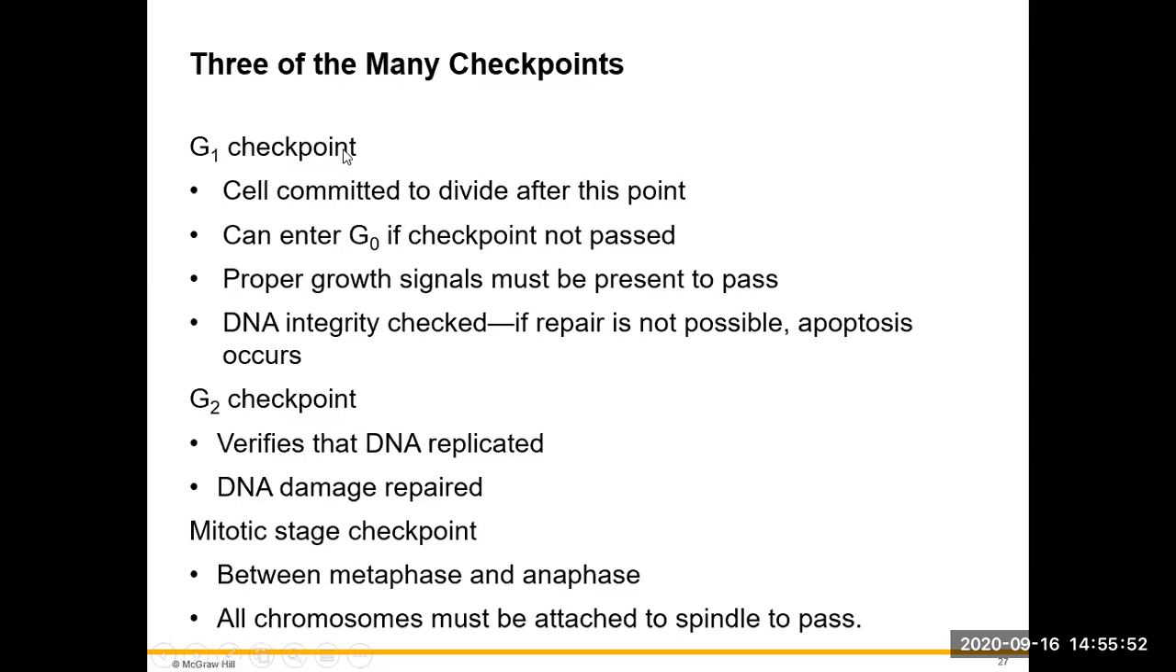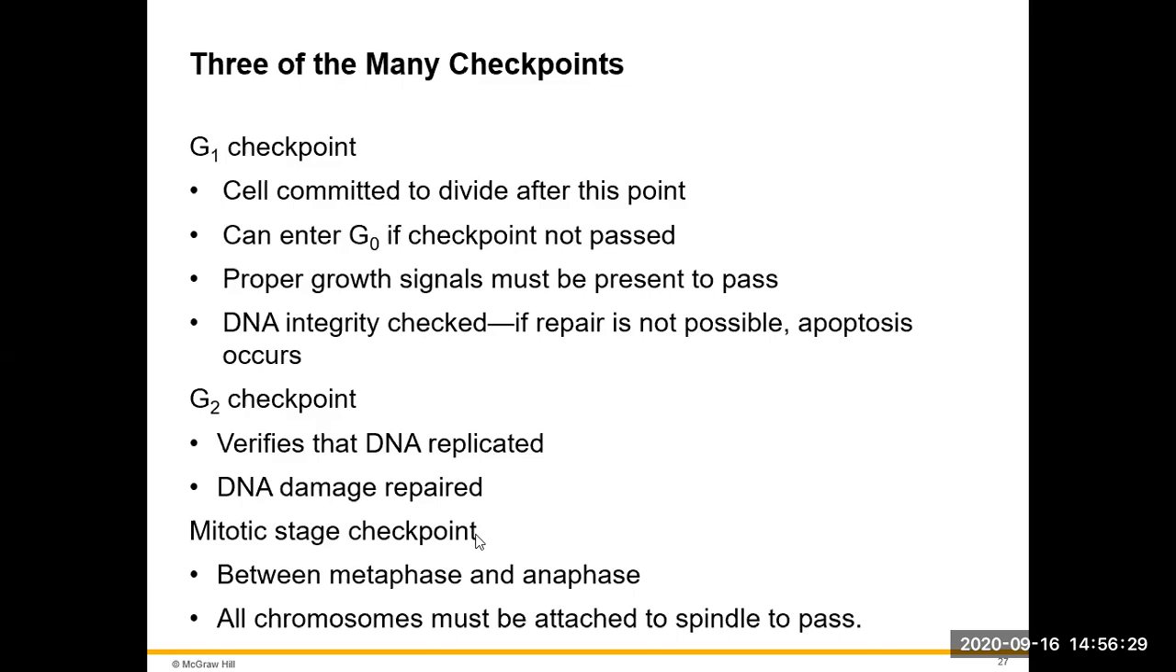So if the cell checks out for the G1 checkpoint, then we have to check for the G2 checkpoint. This verifies that the DNA is properly replicated. If there is any DNA damage, it has to be repaired. Then if the cell passes all these tests, it is going to go to the mitotic stage, because from G1 to G2 there is synthesis. If G1 is passed, it will go to synthesis, and then if G2 is passed, it will go to the mitotic stage.